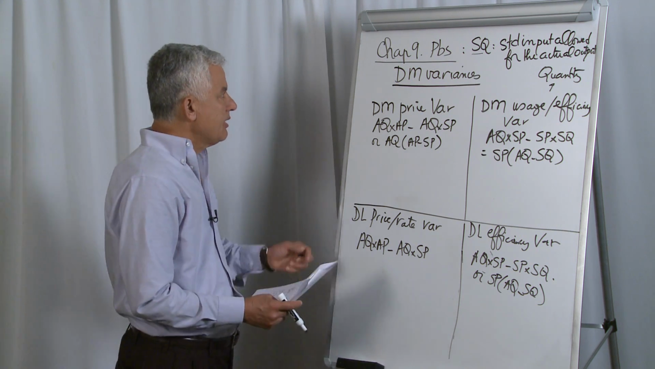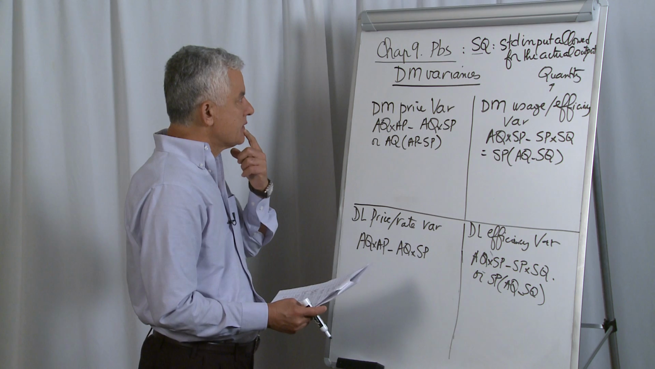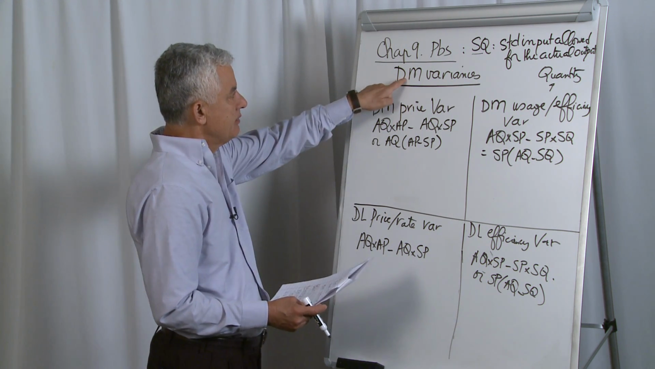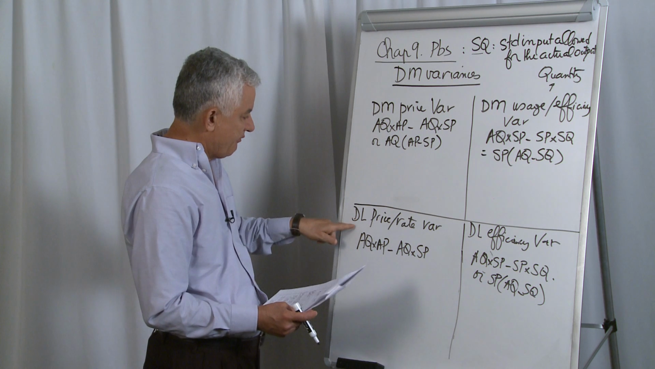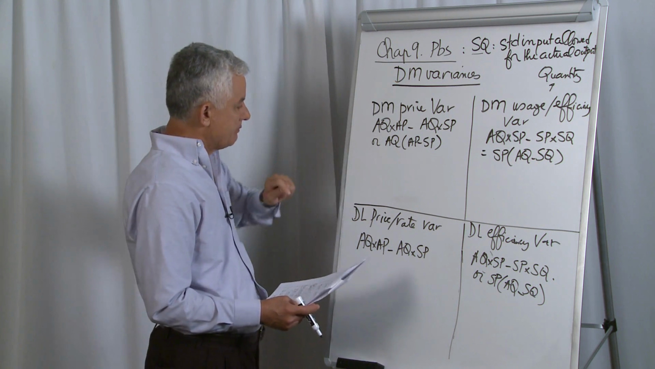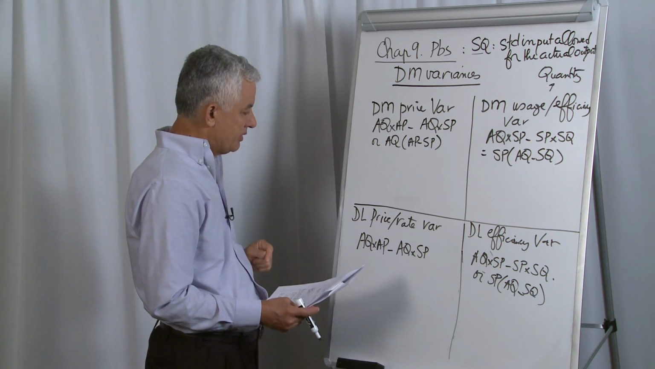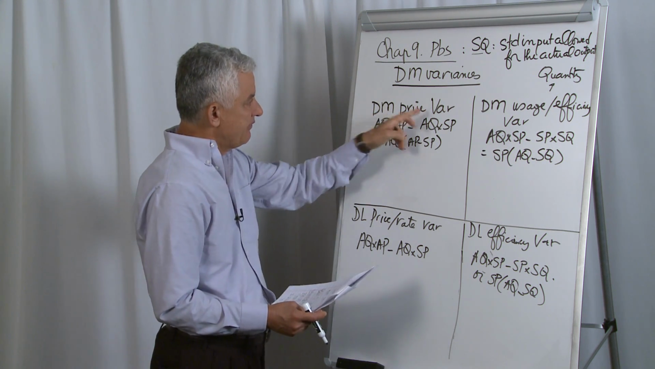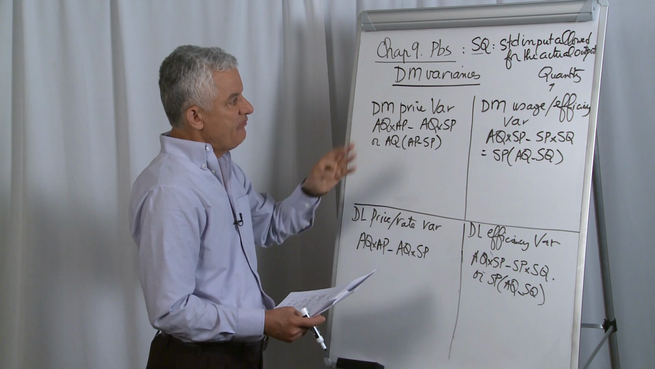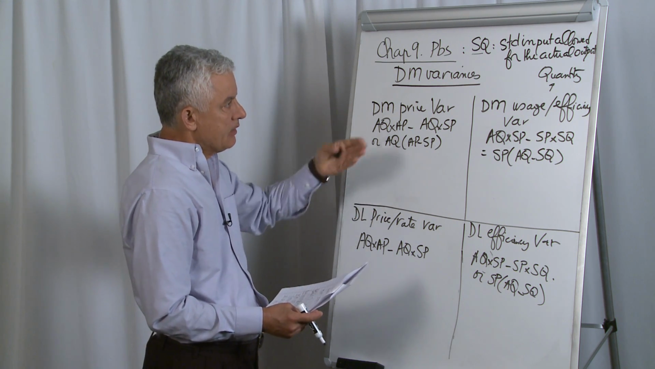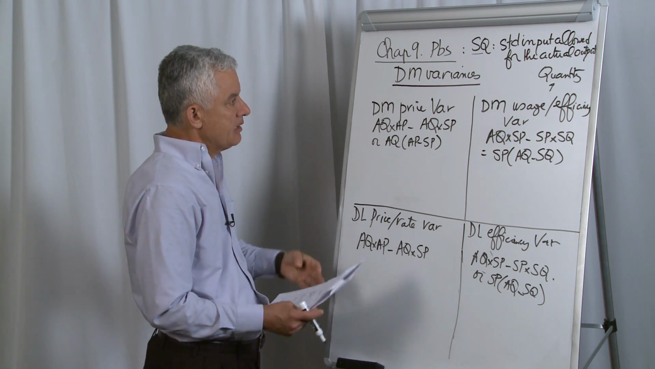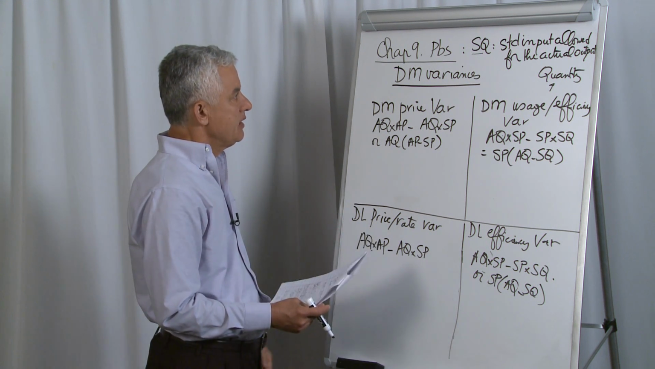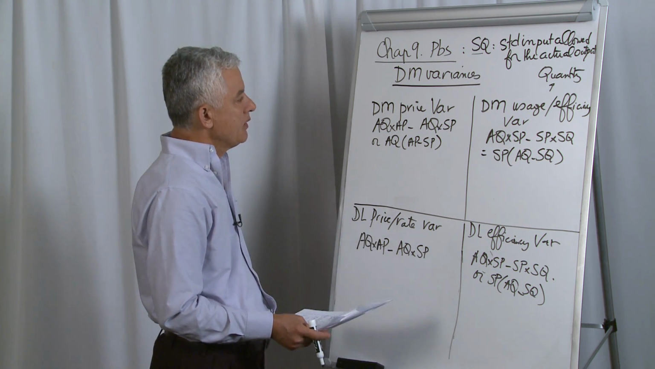Okay, let's look at the standard variances as applied to direct material variance and direct labor variance. DM stands for direct material and DL stands for direct labor. So we'll cover the direct material variances, that is the price variance, and usage, efficiency or quantity variance. These are used interchangeably. They mean the same thing.